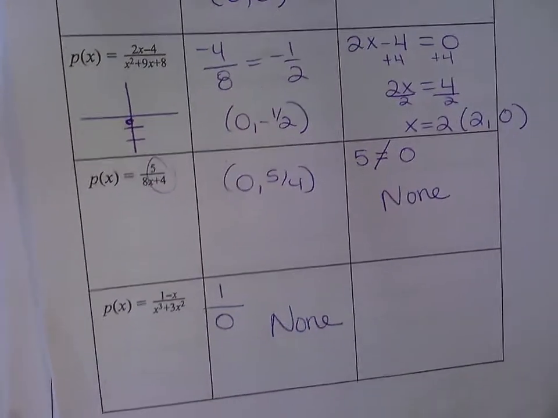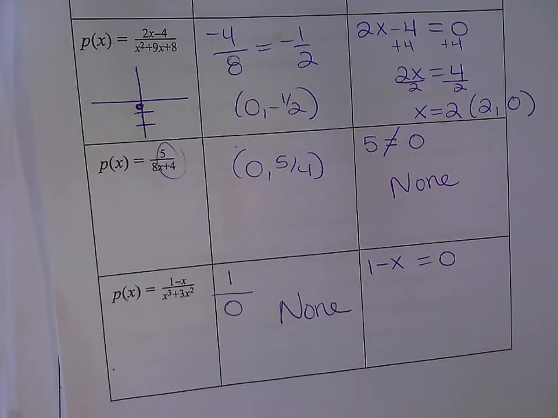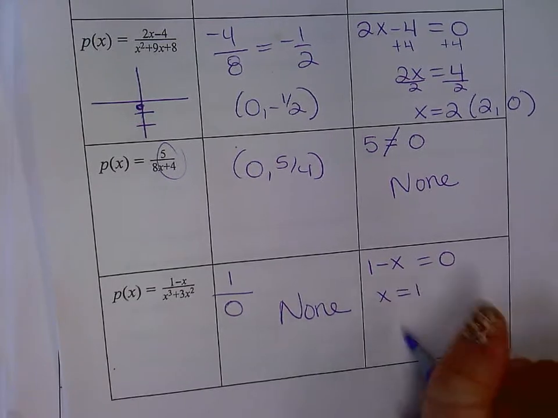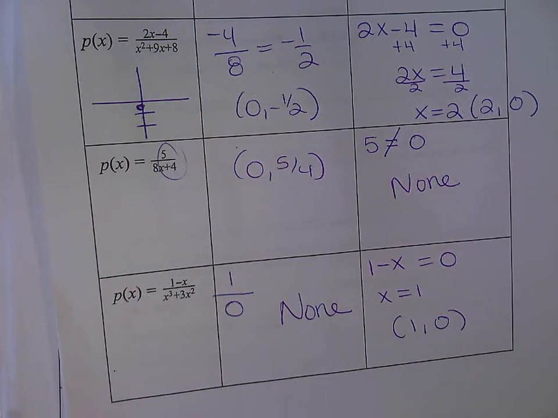Okay, then the last one, 1 minus x equals 0. What would x have to be to make this true? Positive 1. Add x to the other side. X would have to be 1, so 1, 0. That is 2 out of the 5 steps that you need to graph a rational function. You have to be able to find the x and y intercepts.